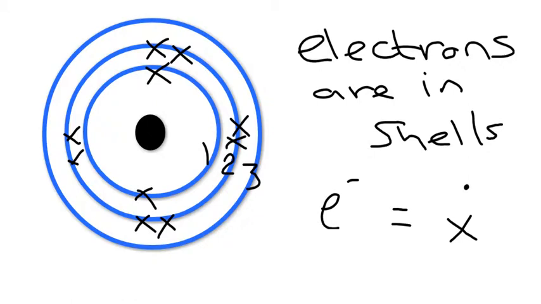In the third shell and in the fourth shell, up to the element calcium, we can use a similar pattern: 1, 2, 3, 4, 5, 6, 7 and 8. So shell 1 is the only shell that can only contain 2 electrons. Shell 2, shell 3 and shell 4, remember, can contain up to 8 electrons.